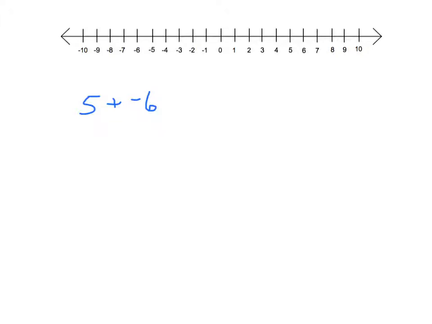In this example, I have a positive number and a negative number, but it works exactly the same way. Once again, I'm going to put my finger on the very first number. The very first number is 5. The second number is a negative 6. So I'm going to move in a negative direction 6 spots, 1, 2, 3, 4, 5, 6, and I end up with an answer of negative 1.